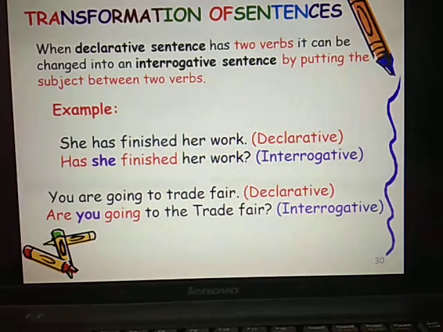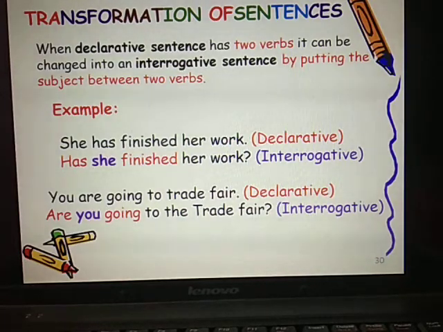Now what are verbs? Those are action words. So if we get two verbs in a sentence, we will put the subject in between to change to interrogative. Like, she has finished her work. Now has and finished, we have two verbs here. Now we have to change it. So what is the rule? That we have to put the subject in between.